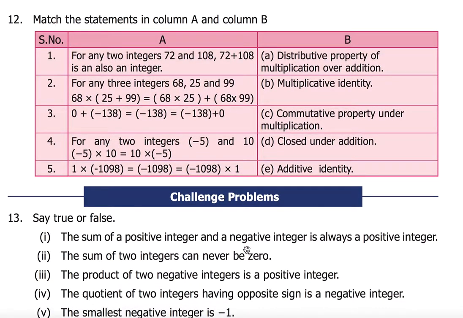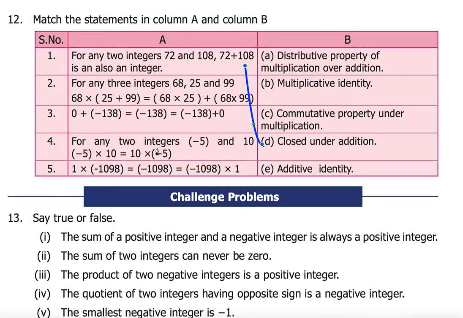Match the statements in column A and column B. That I can help you with. For any two integers 72 and 108, 72 plus 108 is also an integer, right? This is what property? Closed under addition. Okay. Let's match like this.